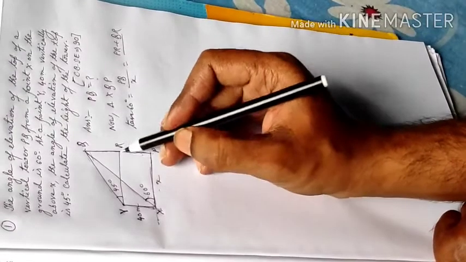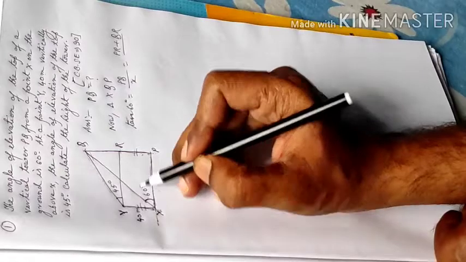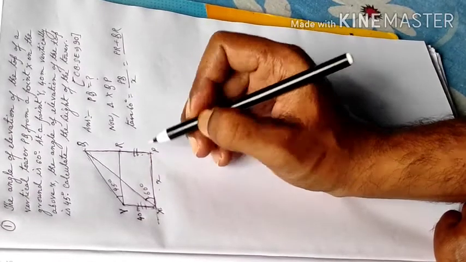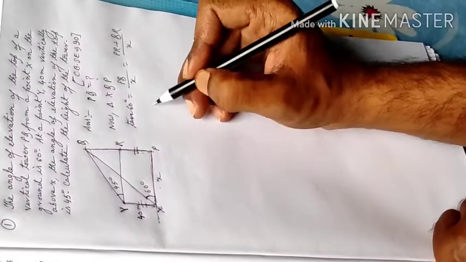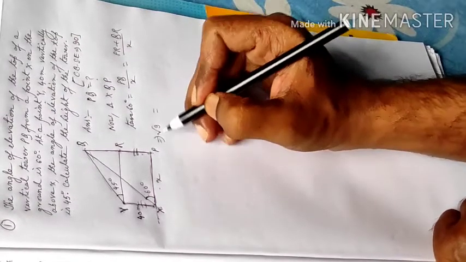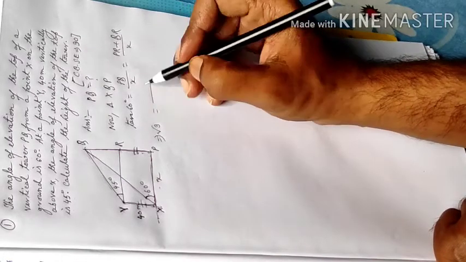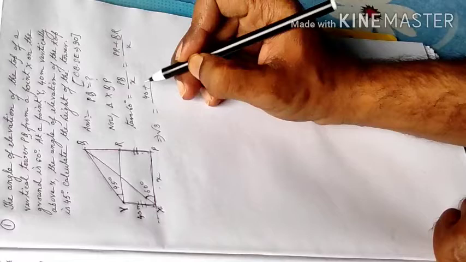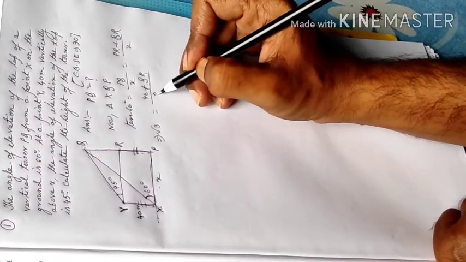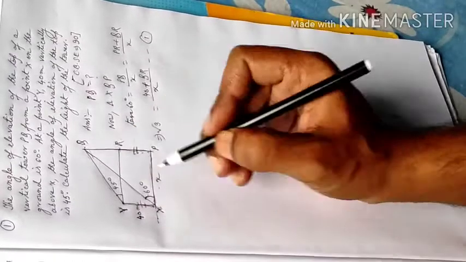This is equal to this because this is a rectangle, opposite sides are equal. PR is 40 meters. So tan 60, which is root 3, is equal to PQ, that is 40 plus QR, divided by x. You have to find the value of QR by x. This is equation 1.